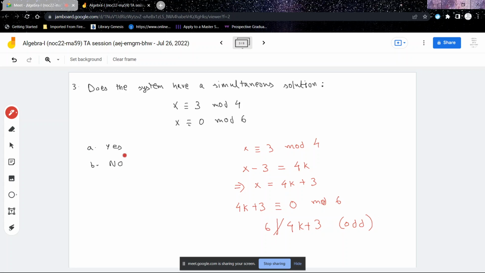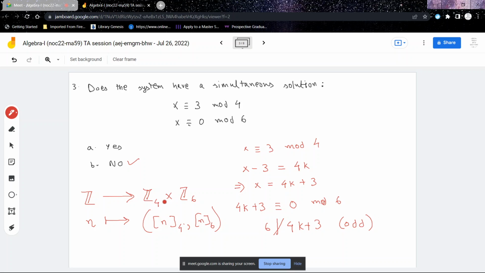So this is impossible, and hence the answer is no. It's not very surprising that the answer can be no, because you are taking modulo 4 and modulo 6. Essentially, this means that the map from Z to Z4 cross Z6, which sends any integer n to the respective classes mod 4 and mod 6, is not surjective. In particular, (3, 0) is certainly not in the image of this map.